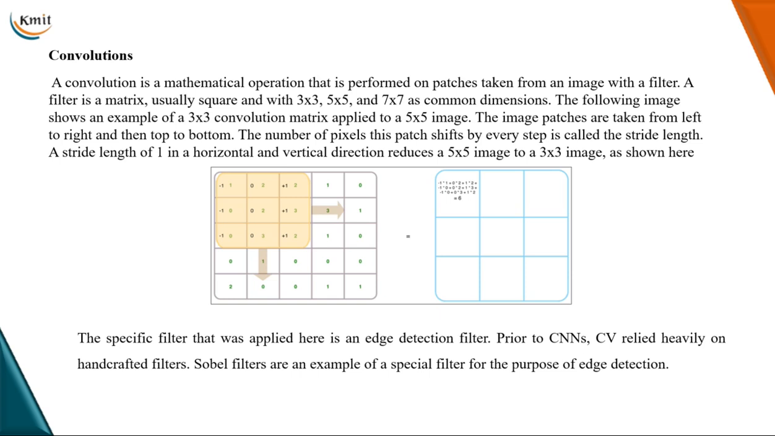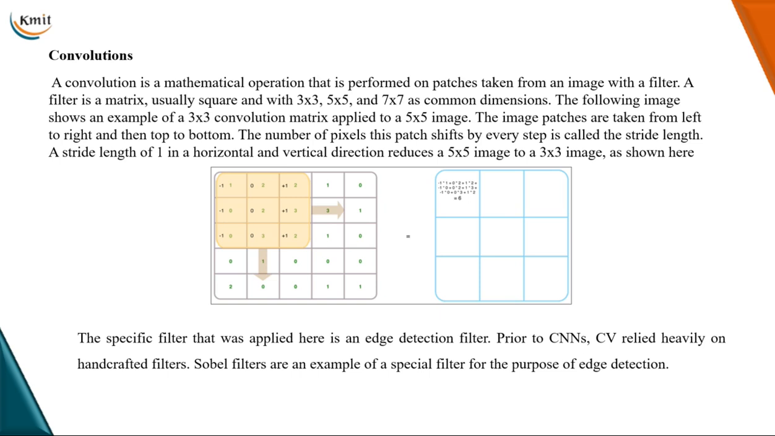Convolutions, as all of us know, are mathematical operations performed on patches or areas taken from the image with a filter. A filter is basically a matrix with a fixed size. We commonly use 2 by 2, 3 by 3, 5 by 5, and 7 by 7 dimensions. As you can see in the following image, it shows an example of a 3 by 3 convolution matrix applied on a 5 by 5 image.